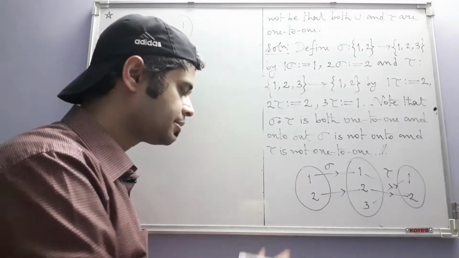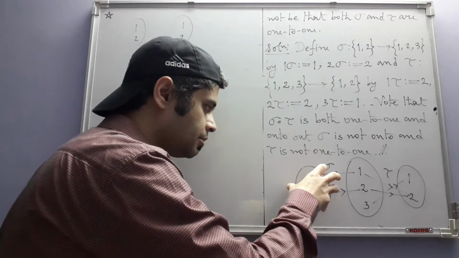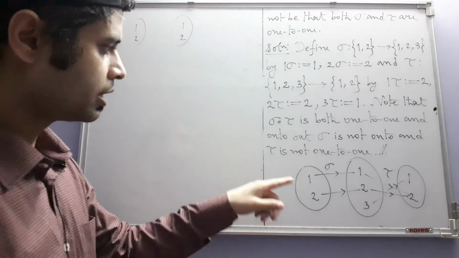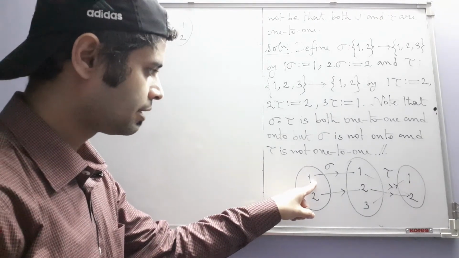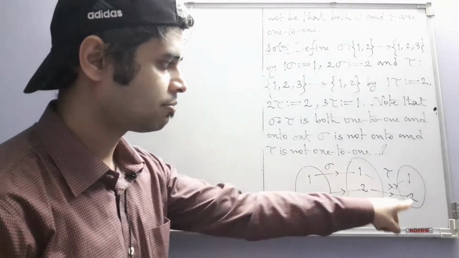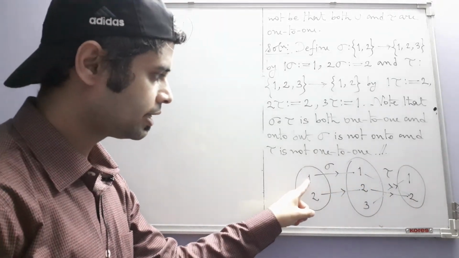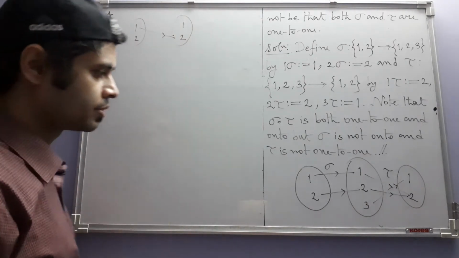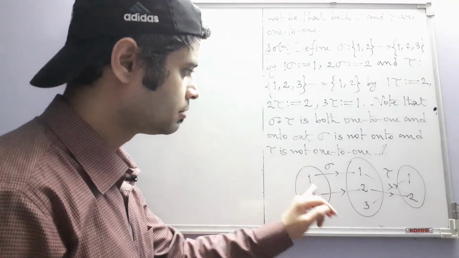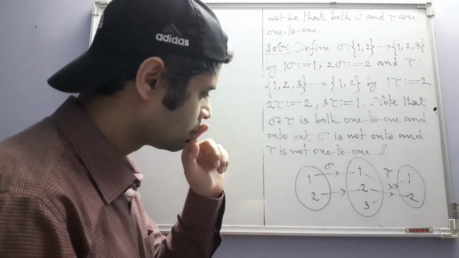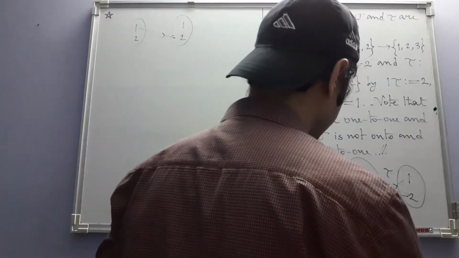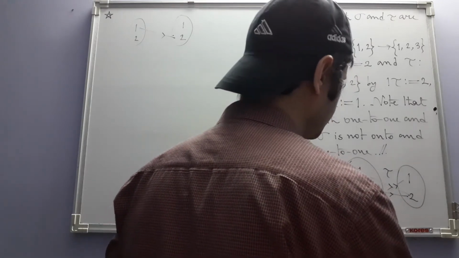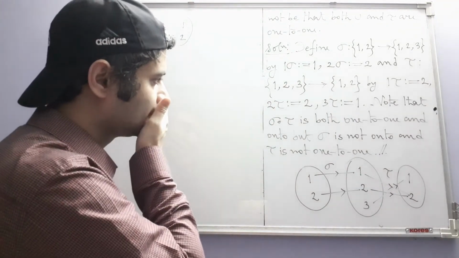You can just directly see that sigma composition tau will map this set into this set, which is actually the same thing. So it first takes 1 to 1 and then it takes that 1 to 2. So that means it is taking 1 to 2 and it is taking... wait, I think I have made a mistake here. If I take 2 to 2, okay, let me just change the thing a little bit.